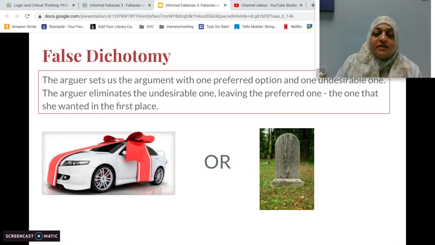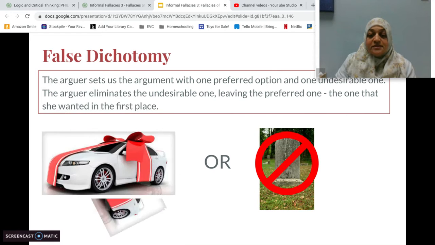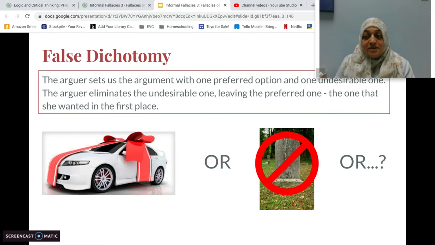And then obviously the arguer will eliminate the undesirable one. No one wants their child to die. So then all you're left with is the thing that they wanted in the first place, which was the new car, right? Again, what's wrong with this is there could be a lot of other possibilities. And I'm sure you could think of other possibilities. You could buy a used car, you could take the bus, you could carpool with a friend, right? There's a lot of other options. Those aren't the only two.